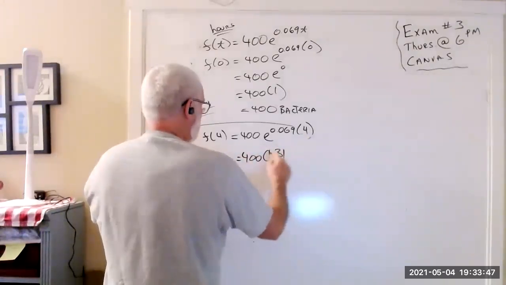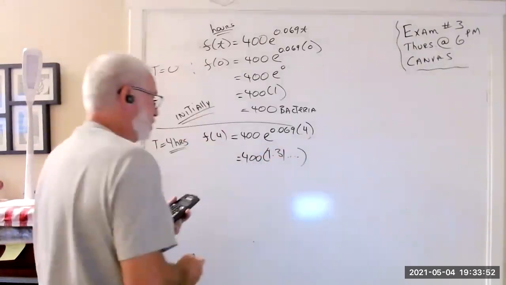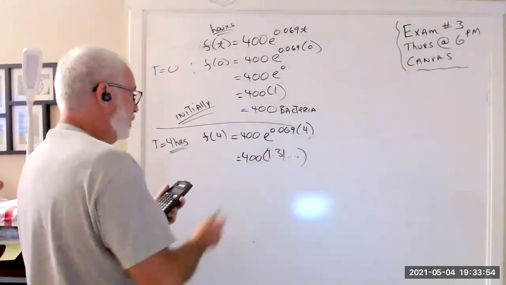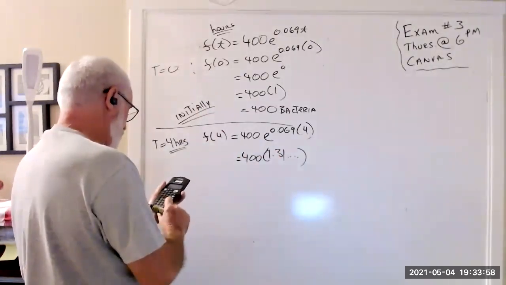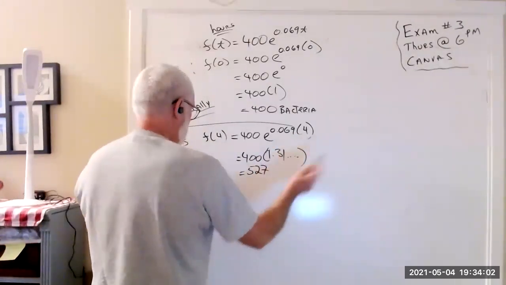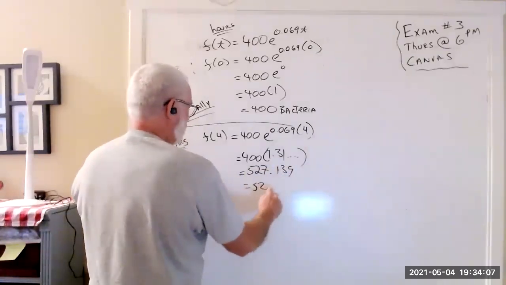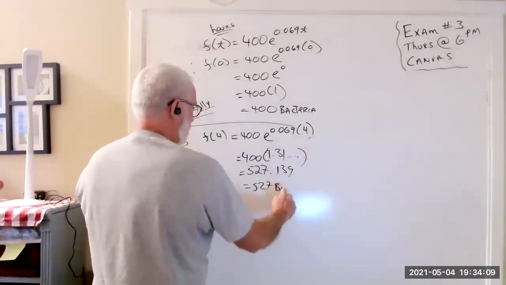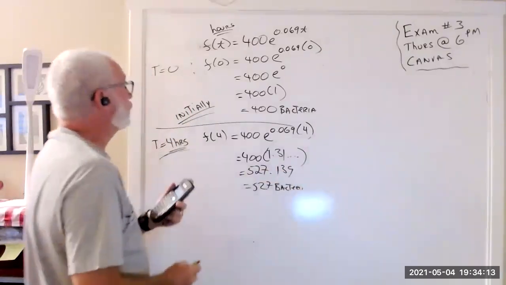1.31, whatever. How far do I have to write out? Doesn't matter. Keep going. Times 400. So I get 527 point whatever, 139. So 527 bacteria after 4 hours.